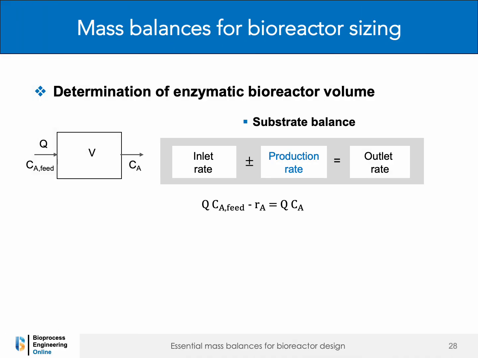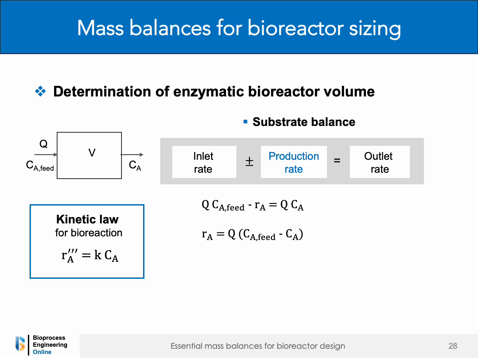In a first step, the required consumption rate of substrate A, denoted by RA, is determined from the instantaneous mass balance on component A. At steady state, the substrate balance is written as Q CA feed minus RA equals Q CA. The reaction rate in the reactor is therefore equal to the difference between the inlet and outlet rates of A. RA equals Q (CA feed minus CA).